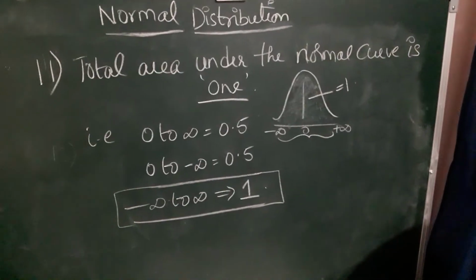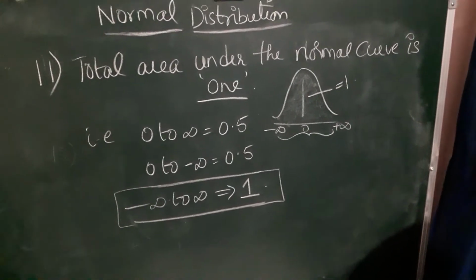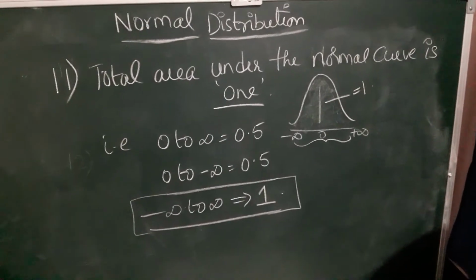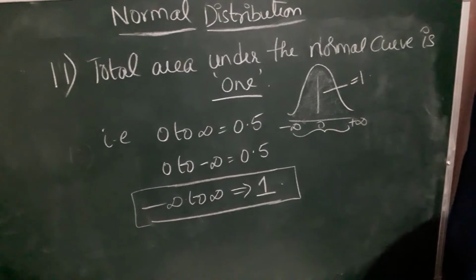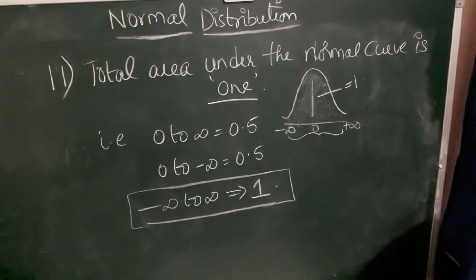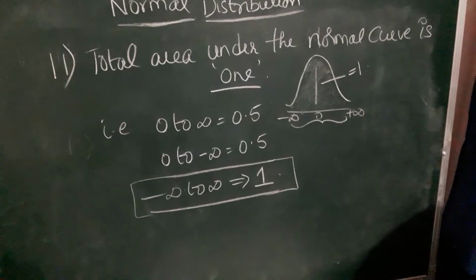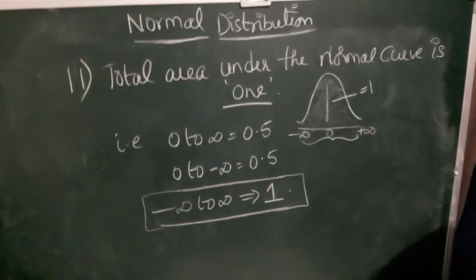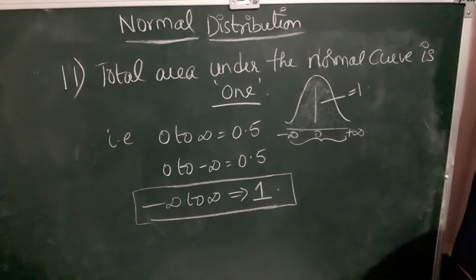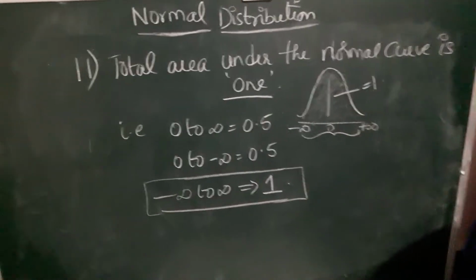Now the very important property: the area properties of the normal curve. We can say area properties are very important, children. The total area is equal to 1. That 1 is also within plus or minus 3 sigma, as we said, right? Within plus or minus 3 sigma limits, the total area is 99%. Now we shall see the area properties.